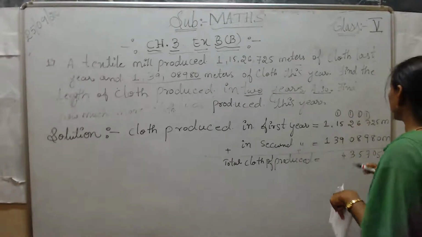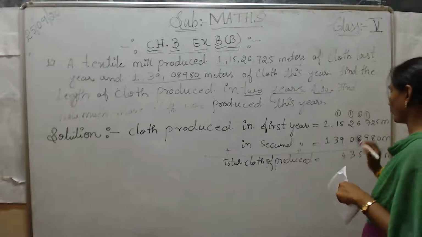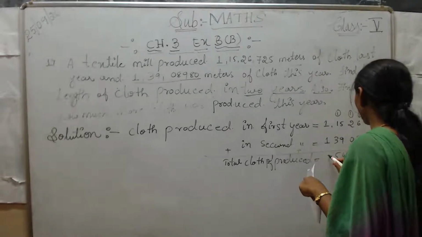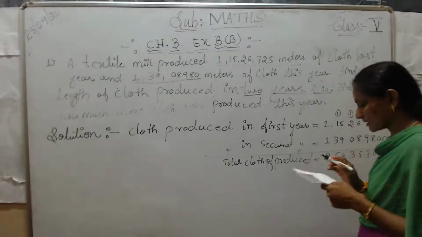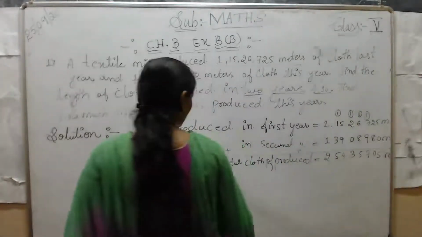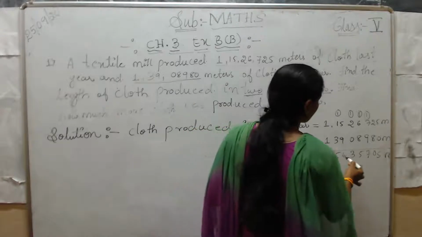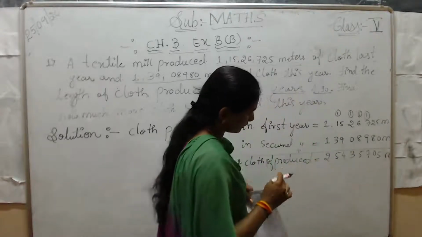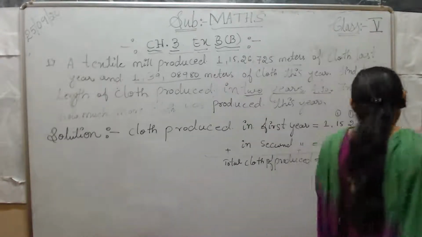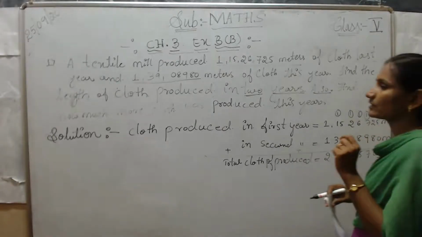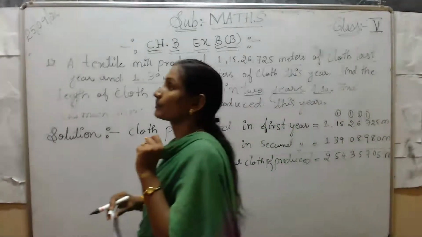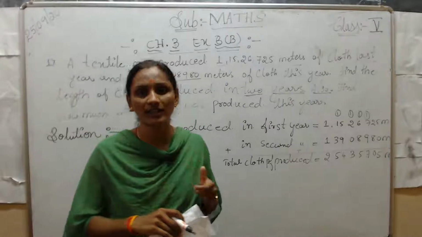So 14 means you have to count 3 plus 4, 4 plus 1, that is the total 5. So yes, students, 1 plus 1 is 2. How much cloth is produced in total in 2 years? That is 2 lakh, before 2 crore. 35,740 is the total cloth produced in 2 years.